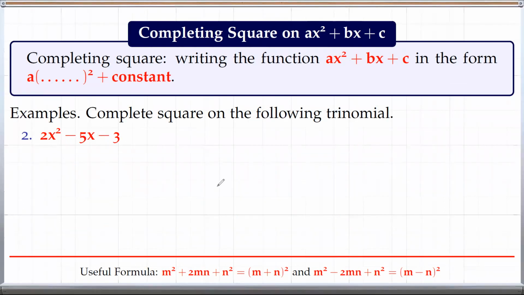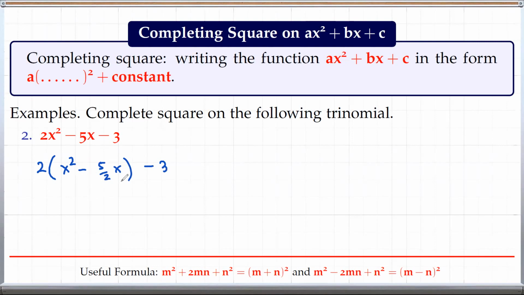Here we have 2x squared minus 5x minus 3. The first step is to try to factor out a from the first two terms. So a in this case is 2. So we have 2 times x squared minus 5 by 2x and minus 3 as it is. Now we will work on trying to complete this part over here, x squared minus 5 by 2x. Now we will try to write this part, x squared minus 5 by 2x, as a complete square.